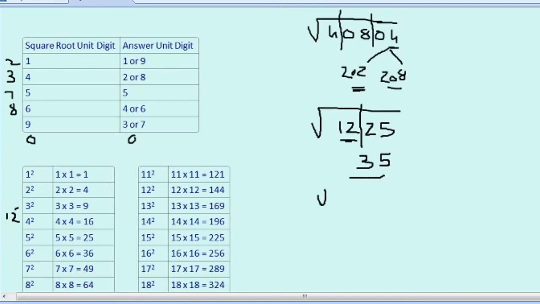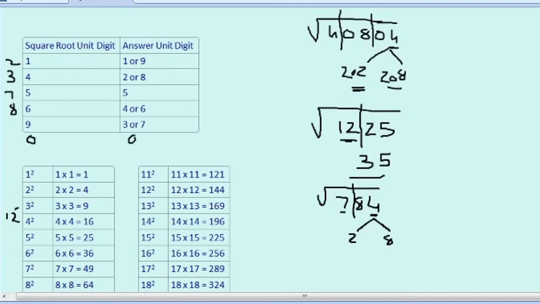One more example. Root 784. Okay. Now let us split this in pairs of 2. First pair is 84, second will be 7. There is no number here, so you can consider it as 7 also. Now our unit digit ends with 4. If our unit digit ends with 4, we can say that either the answer unit digit will be 2 or 8. The answer will end with either 2 or it will end with 8.